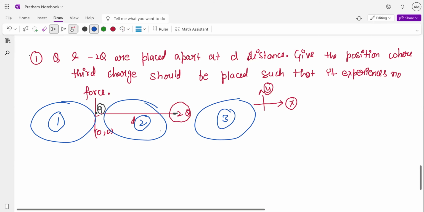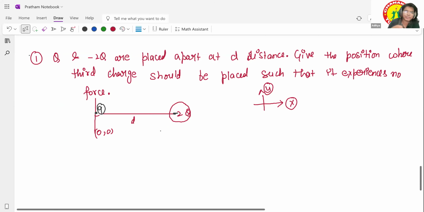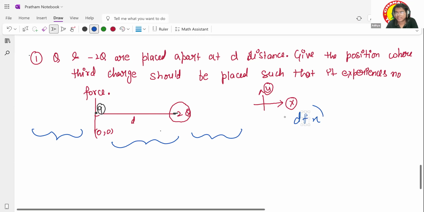Which factor will give me a better solution? What should I think about in deciding where I should put my third charge? How will I decide? Look, the first option is just to make a random equation where you put d plus x or something like that, on the basis of proper vector form.